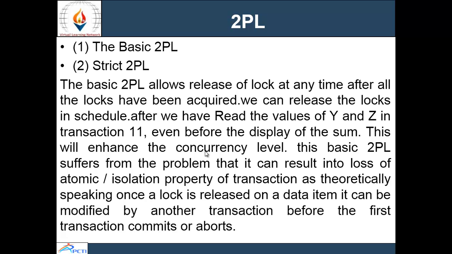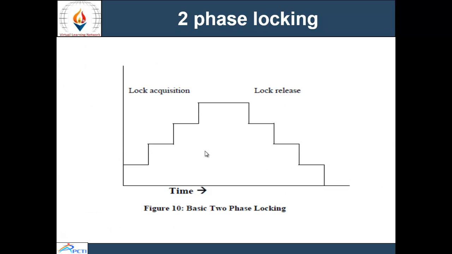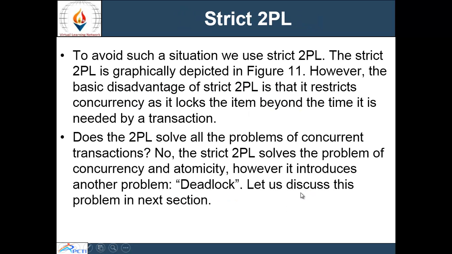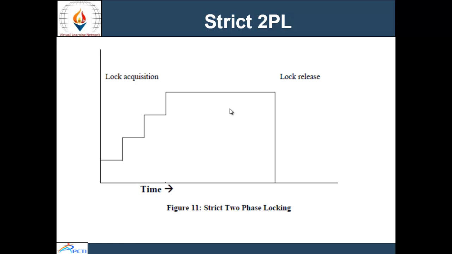But what about strict two-phase locking? You can see basic two-phase locking has a lock acquisition phase and a lock release phase. And in strict two-phase locking, to avoid a situation that occurs in basic two-phase locking, the strict two-phase locking graph is depicted as this one. It means first is the lock acquisition phase, and all the locks are released in one go.